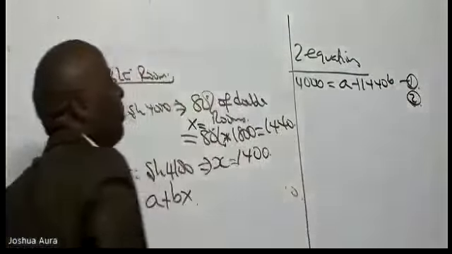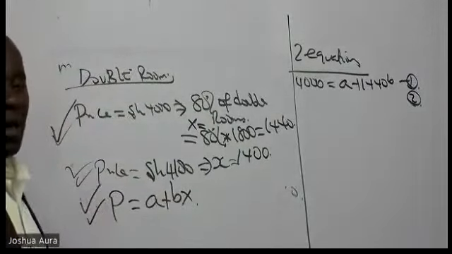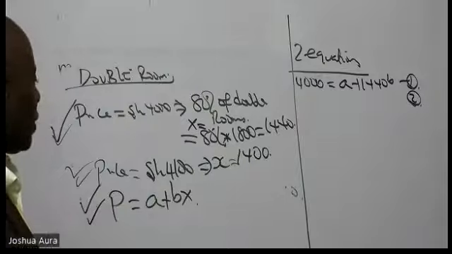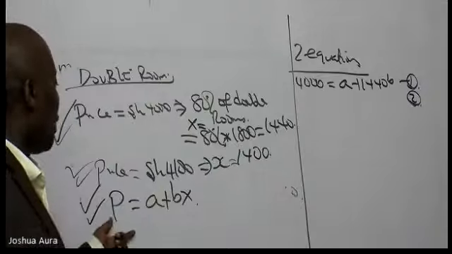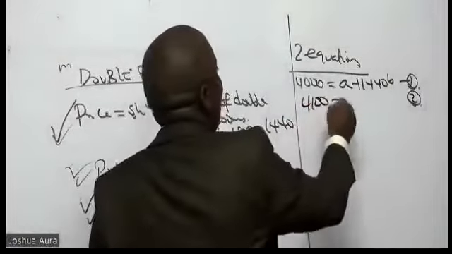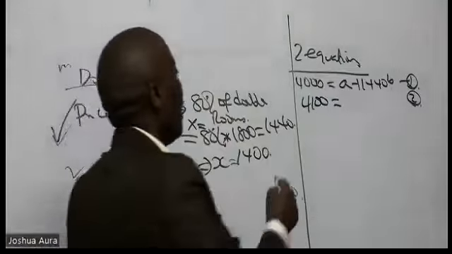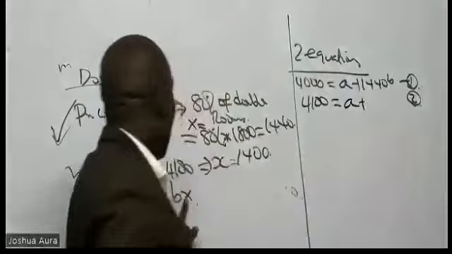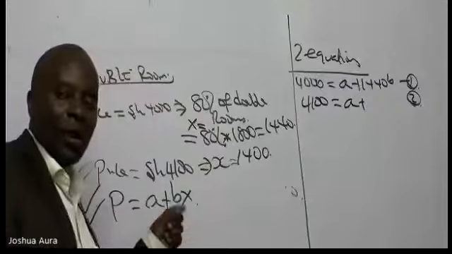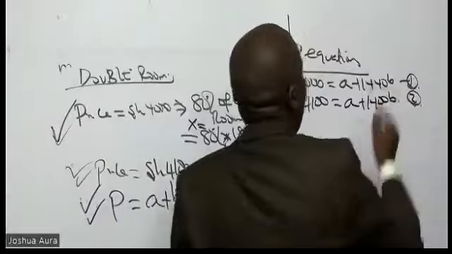How about equation number 2 using the second point? So equation number 2 will move like this. We know that the price for the second equation is 4,100. So 4,100 equals A, which I don't know for now, plus B times X, and X is 1,400, so B times 1,400. So it'll be A plus 1,400B.